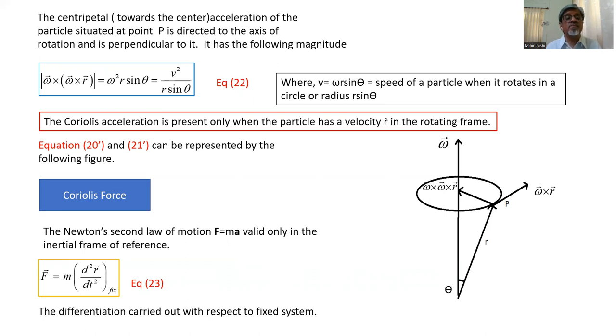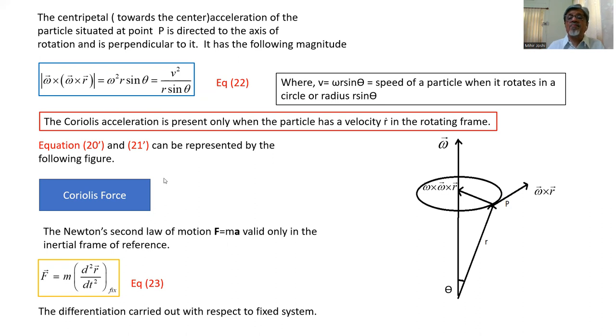represented by equation number 22. The Coriolis acceleration is present only when the particle has a velocity r dot in the rotating frame. In the rotating frame, if a particle is not moving, meaning the velocity r dot is zero, then Coriolis acceleration is not present. The Coriolis acceleration is present only if the particle has a velocity or moves. If it does not move, then Coriolis acceleration is not present.